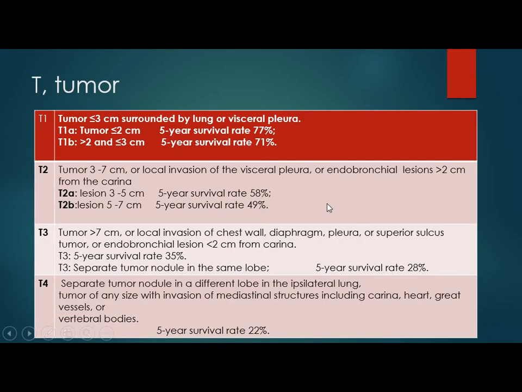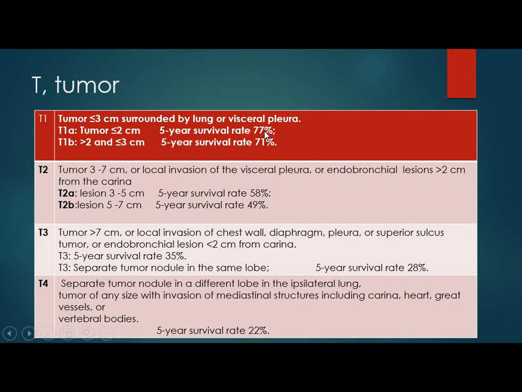We have TNM classification. T is tumor. T1 is a tumor less than 3 cm, surrounded by the lung or visceral pleura. We have subtypes of this, either A or B. The A is less than 2 cm. The B is between 2 and 3.